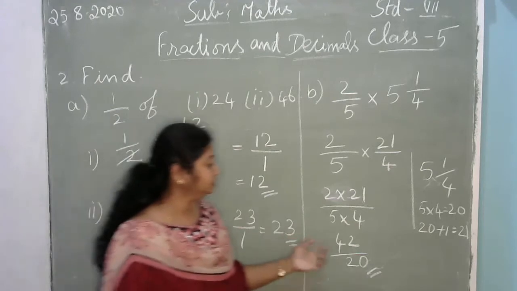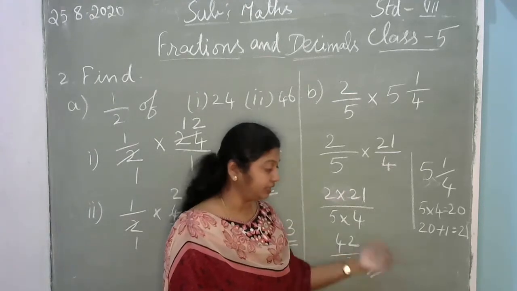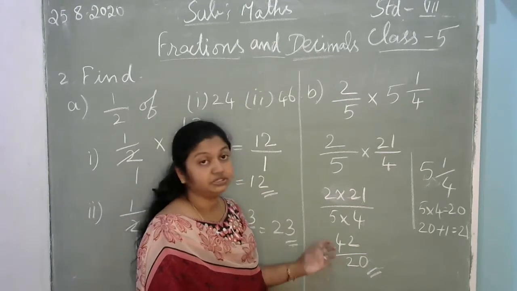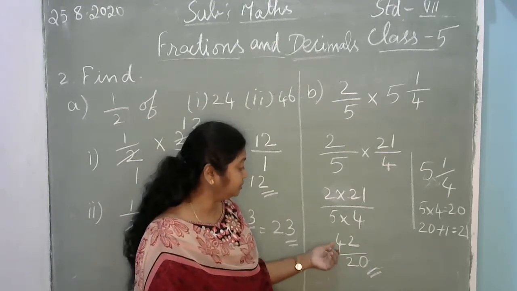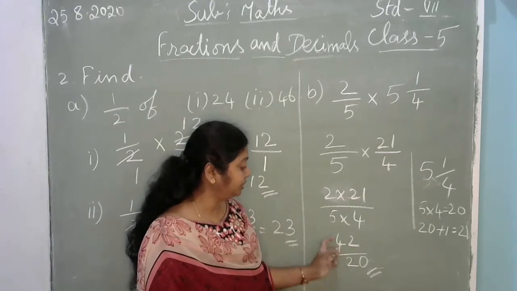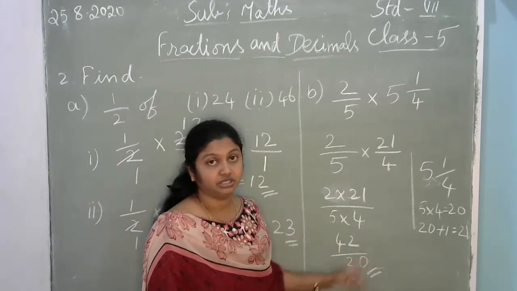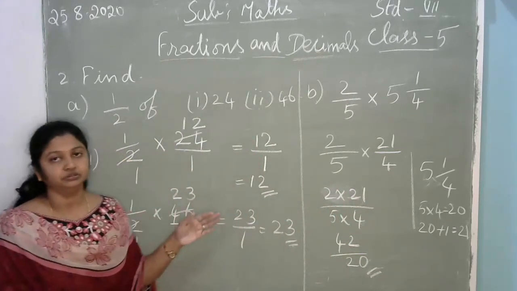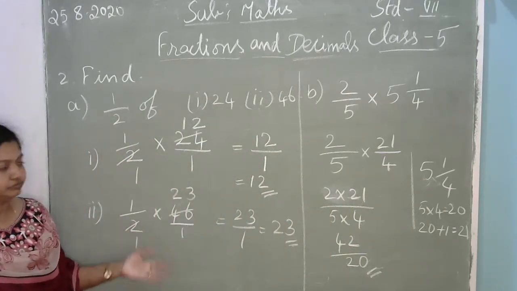If you know how to write in the lowest form, you can write. How to write in the lowest form? These two numbers, in which table? The same number, same table it should go. This also will go in the 2 table and this also will go in the 2 table. So you have to divide these two numbers by 2. The lowest form, next I will teach how to write in the lowest form.